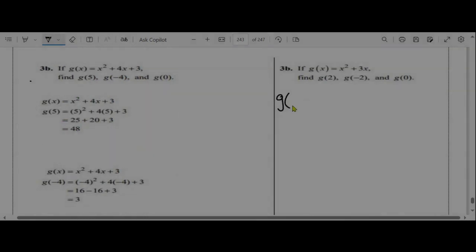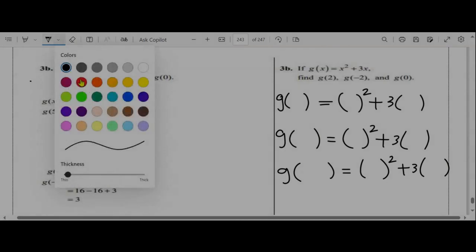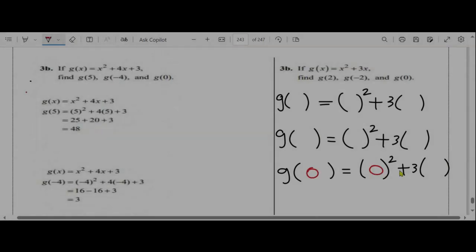So you have G, not F. How many times do you have to do it? 3 times. Okay, I'll do the hardest one. The answer here is going to be what? 0.